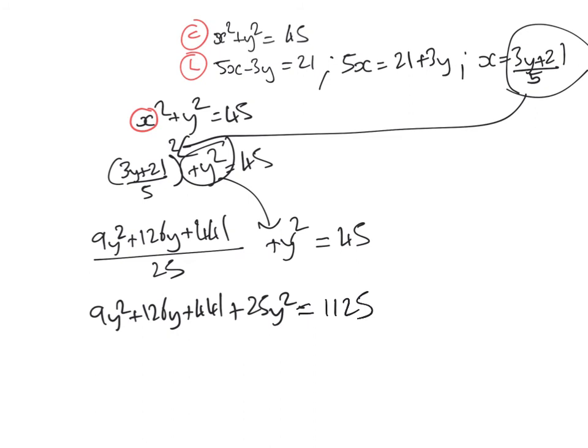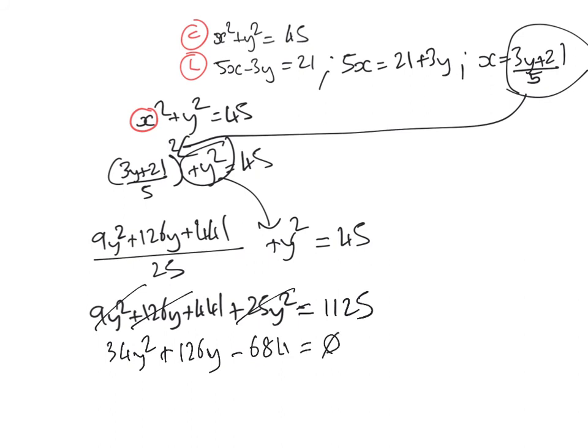Okay, so let's rearrange it. We'll do the y squared first. So 9y squared plus 25y squared is 34y squared. There's only one y term, plus 126y. And then plus 441, take away 1,125 is a calculator job. And my trusty calculator tells me that's minus 684 equals 0, which is double yuck.